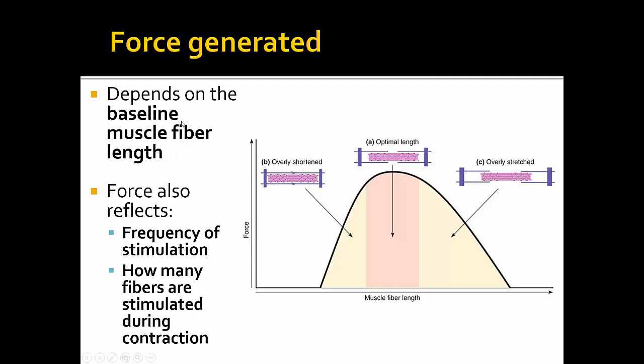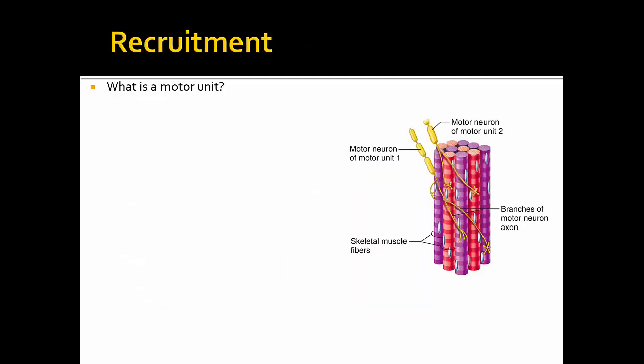The other two things that change how much force you can generate is the frequency of stimulation. So if the nerve is firing quicker and quicker and quicker, you're going to have a more forceful contraction. Also, how many fibers are stimulated during contraction? Are you stimulating just one fiber, or are you stimulating 500,000 fibers? More fibers is a bigger contraction, more force. And that has to do with recruitment.